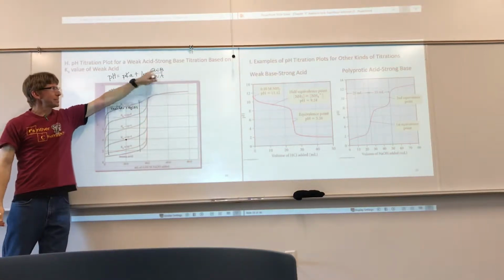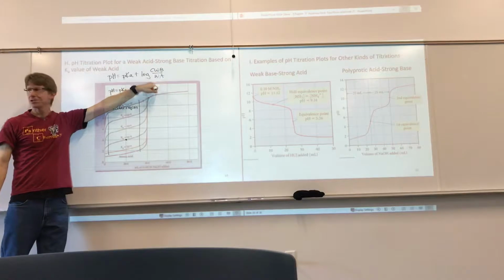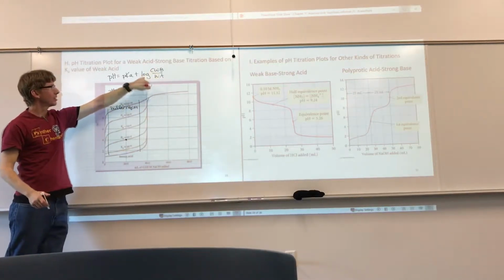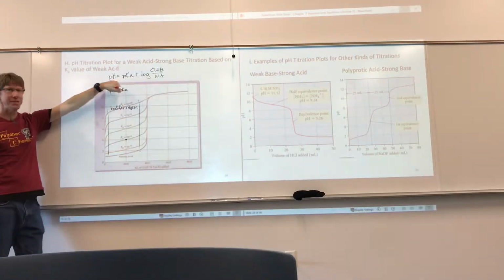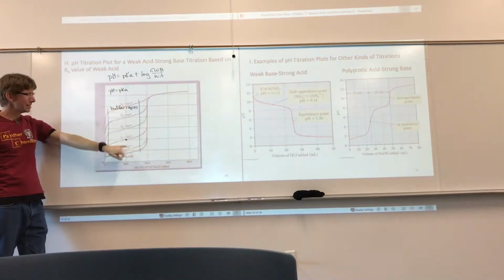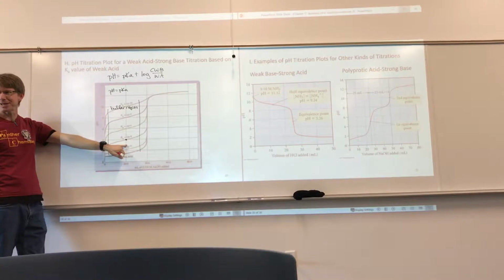Since half of it has been converted, we have equal concentrations of conjugate weak base and weak acid. This will be 1, log of 1 is 0, and pH equals pKa. And when we do the titrations lab, one way to estimate what your pKa is for your acid is to go to the middle of the buffer region. Whatever the pH is, that is your pKa.